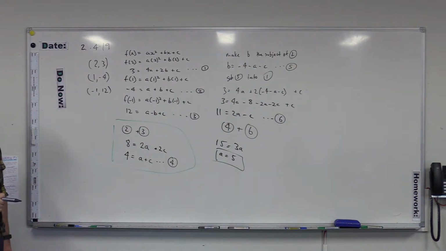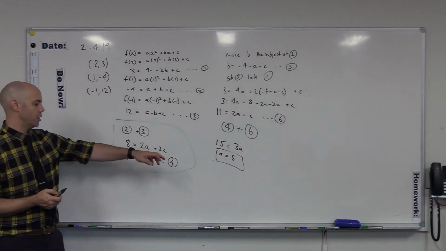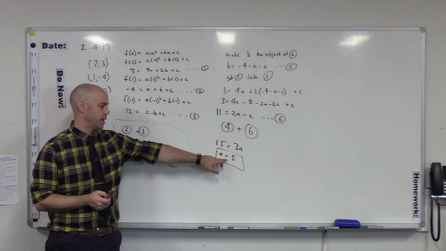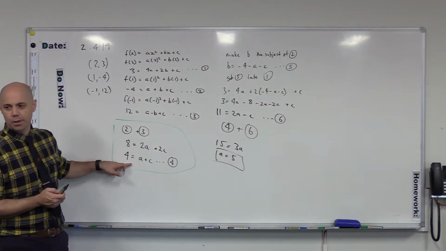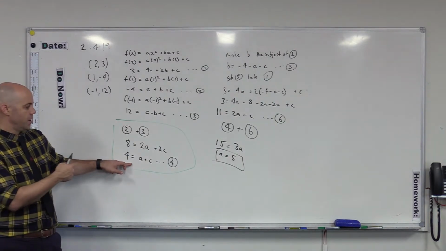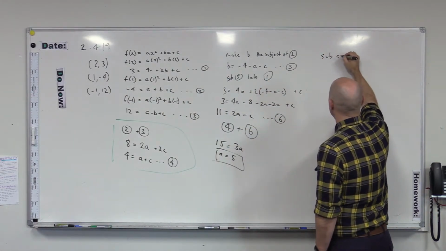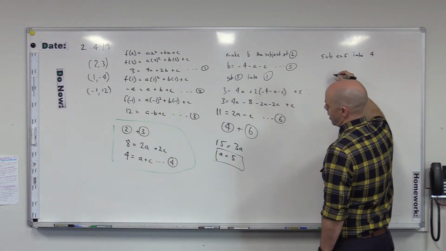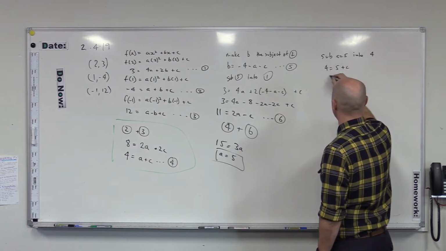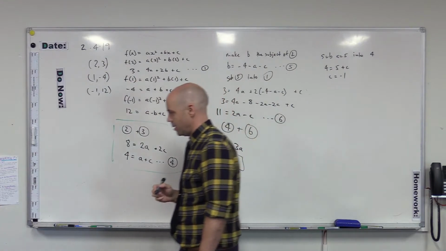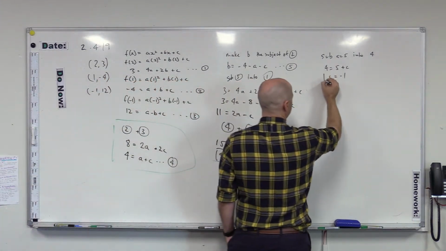Okay? From there, it's just now a method of going through and adding them back into things that are nice and easy to work out. So I look at this, I go, oh, fantastic. I've got a equals 5. I've got a nice easy equation over here to put a into so I can work out what c is. And so I sub a equals 5 into 4. And I come up with 4 equals 5 plus c, therefore c equals -1. Got my next one, awesome.